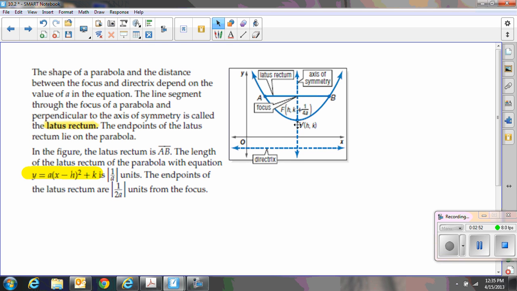hk is going to represent your vertex. A, back then we just talked about whether it was positive or negative. If it was positive, it told me the parabola opened up. If it was negative, it meant the parabola opened down. Now it's also going to tell us the length of the latus rectum. And again, 1 over a, that is its length, which means the endpoints are 1 over 2a units from the focus.